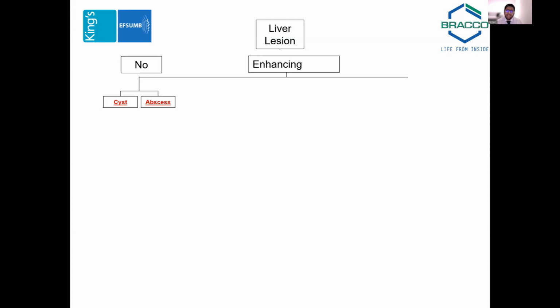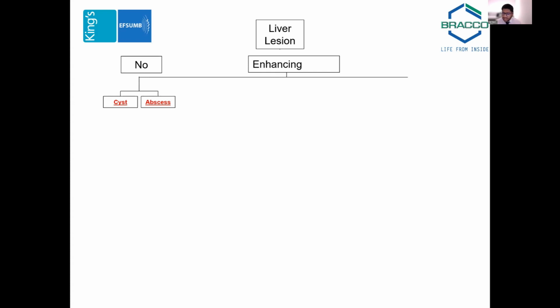The first thing you need to know on a very basic level is: is the lesion enhancing? If the answer is no, it means there's no vascularity within it. The contrast enhanced ultrasound agent, SonoVue, is a purely intravascular agent. It's a blood pool agent, which means that it doesn't get excreted in the kidneys, it doesn't get excreted in the biliary tree. It purely stays within the bloodstream. So if there's no contrast enhancement within a lesion, that means there is no vascularity within the lesion.